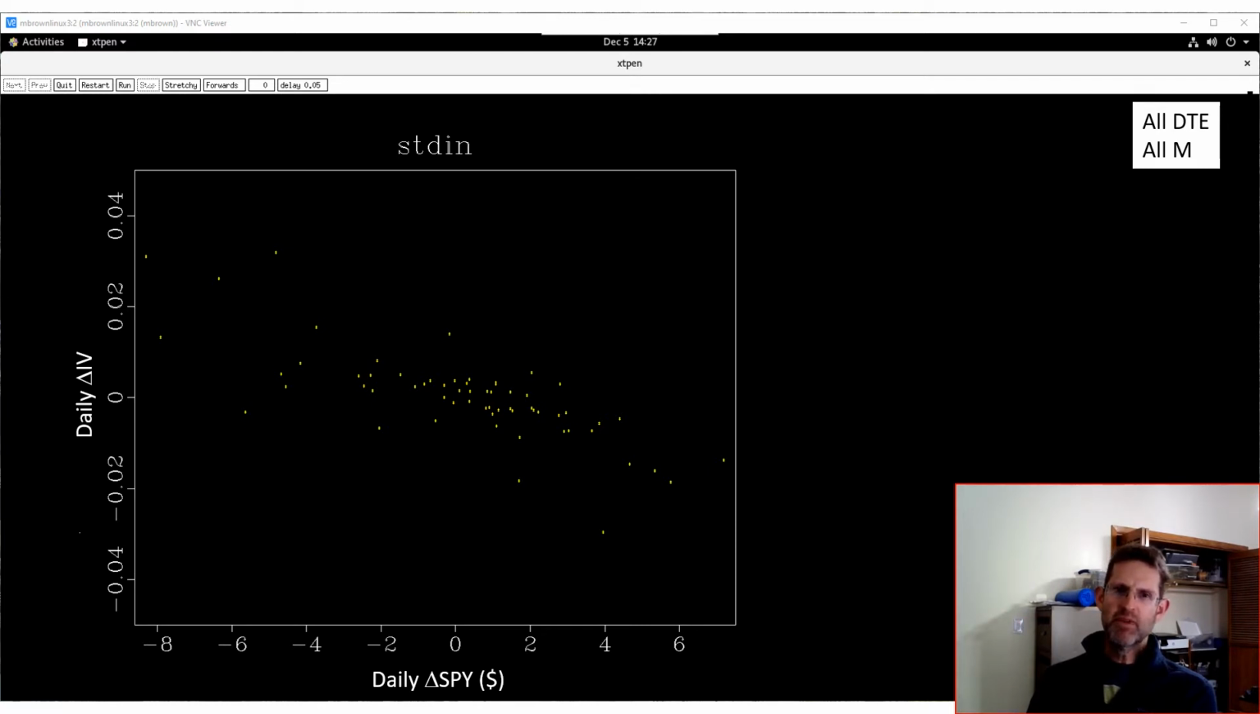So here's a scatter plot of daily changes in the price of the SPY on the x-axis versus daily changes in the implied volatility. So I mined the historical options data over the most recent 100 days, and the scatter plot includes all options with all days to expiration and all moneyness within plus or minus $20 of the stock price.